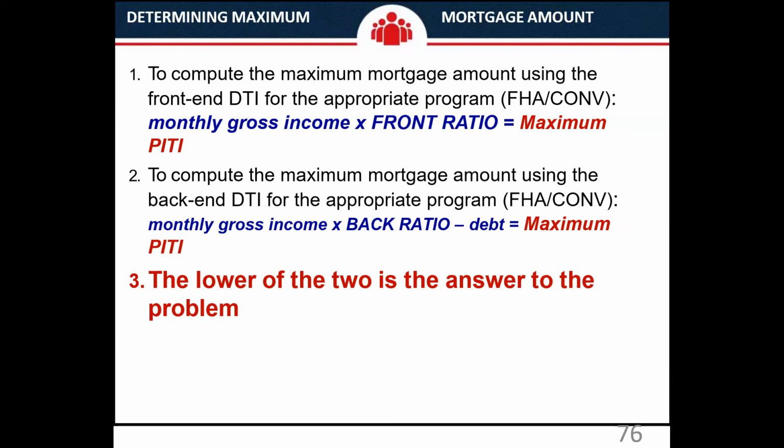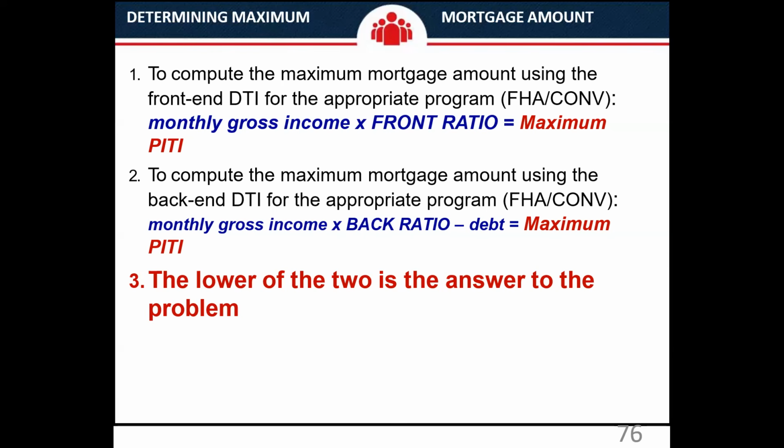To compute the maximum mortgage amount using the front end DTI, the monthly gross income times the front end ratio gives you the maximum PITI. To compute it on the back end, you take the monthly gross income times the back end ratio, minus the debt, and that gives you the maximum PITI on the back end. Whichever of those calculations is the lowest of the two would be the answer to the problem.